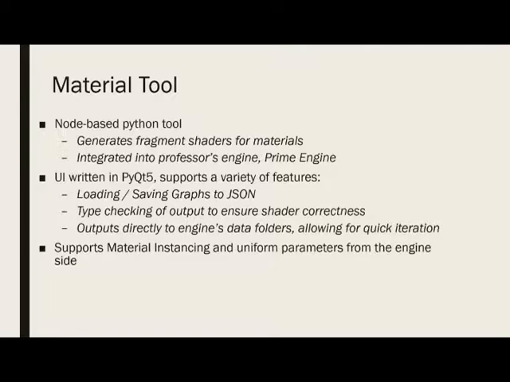Once the user has constructed a graph, the user can export fragment shaders and material specifications corresponding to the material directly into Professor's engine, which is called Prime Engine. These graphs are type checked, so the generated shader is always correct, and additionally, these graphs can be saved or loaded to JSON for subsequent use and modification. In addition to integrating the tool with the engine, we also added support for material instancing and manipulating uniform parameters so the materials can be manipulated at runtime.